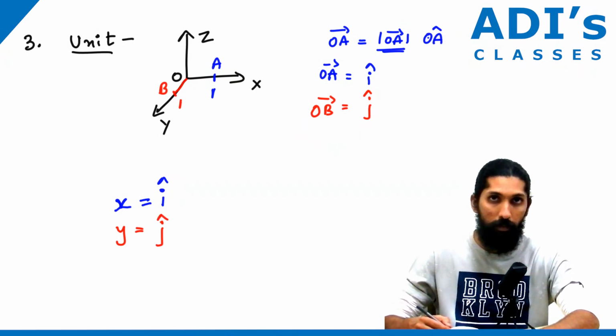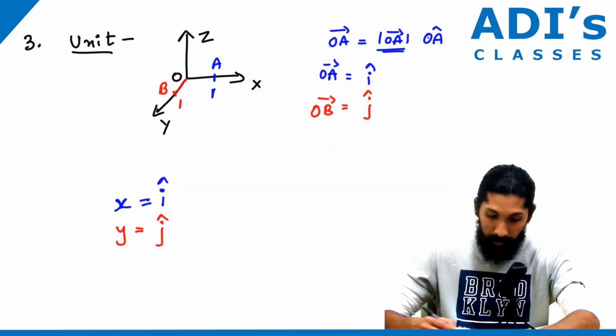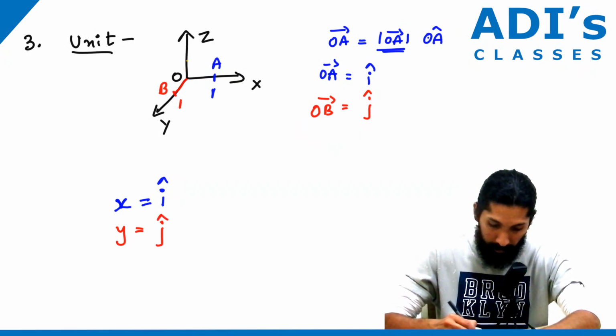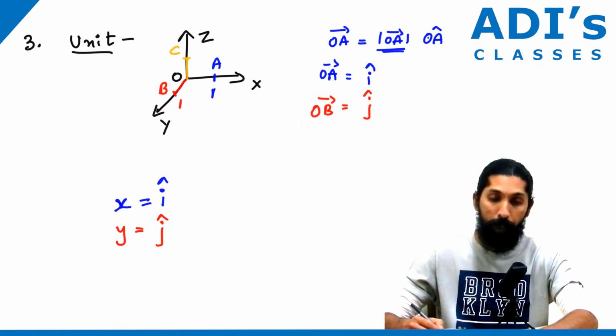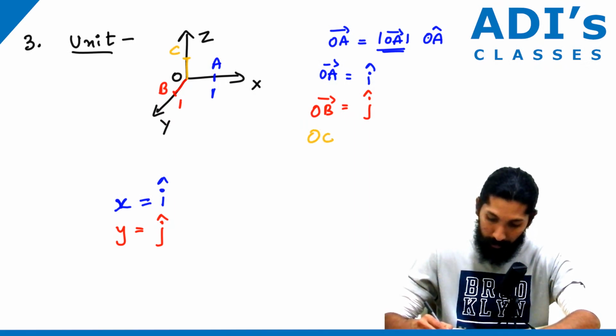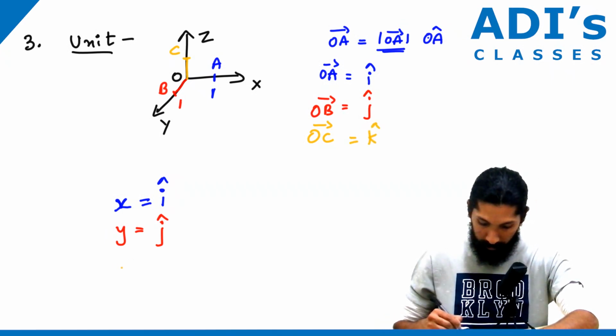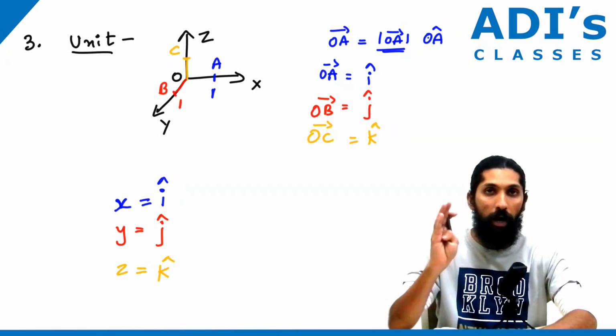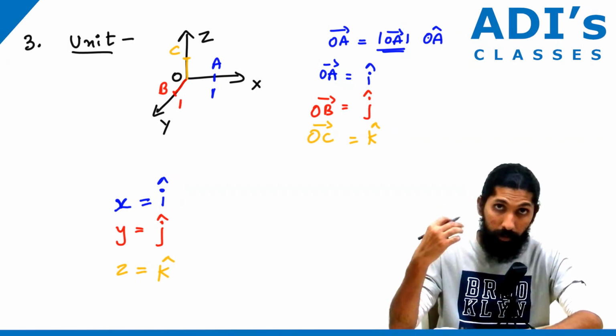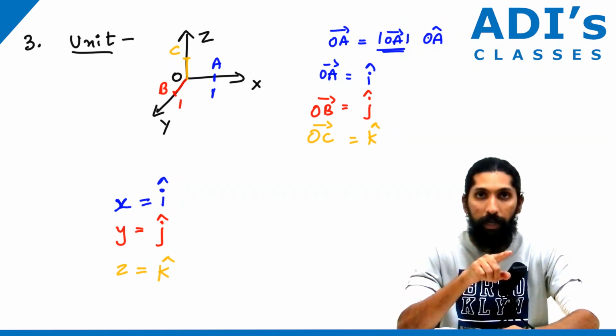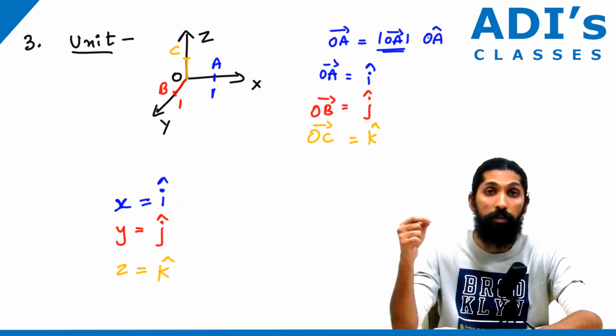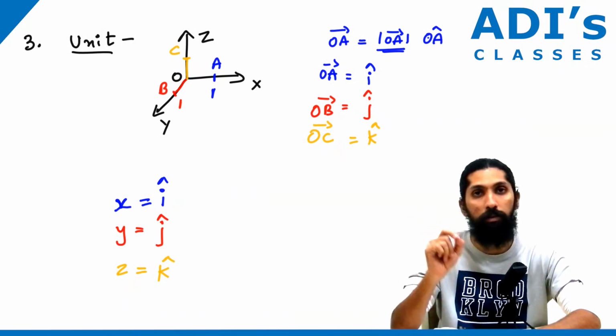Okay. Now, let's say the next one, you're moving along the z-axis. See, like this. Say you move to point C. So, OC vector is going to be K cap. That means along the z-axis, it is K cap. I, J, K. You guys already know this one, but still, along the x-axis is I, along the y-axis is J, and along the z-axis is K.